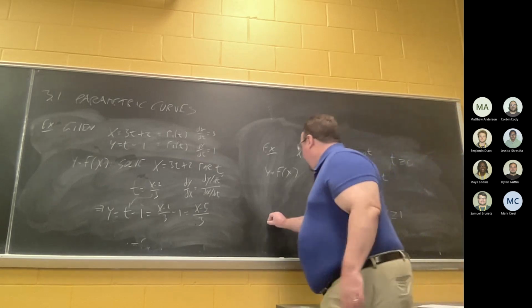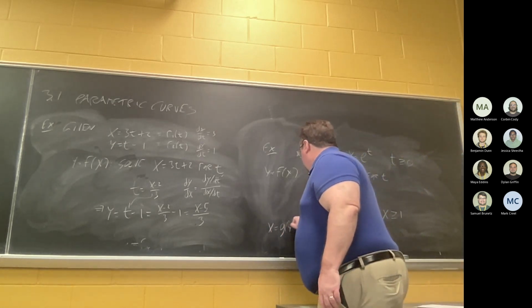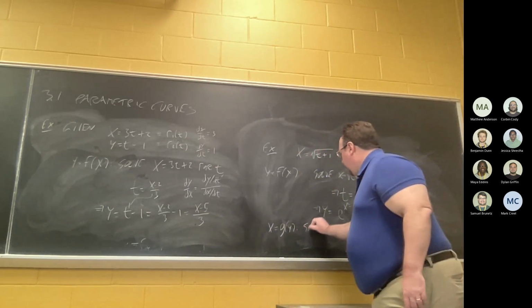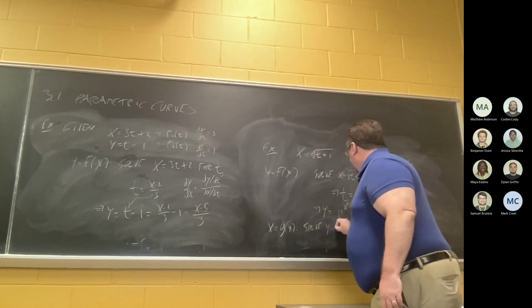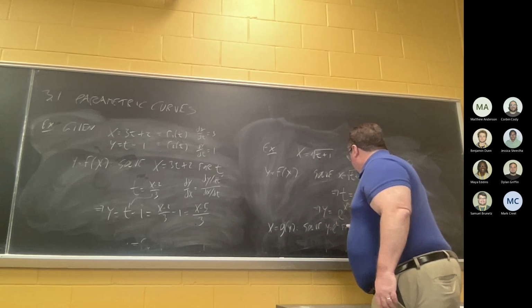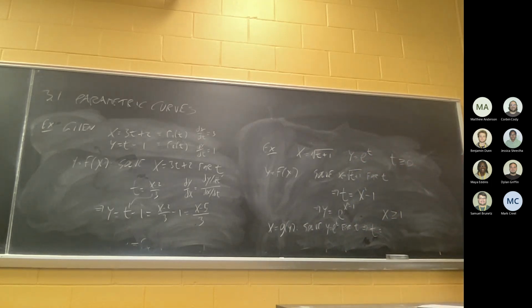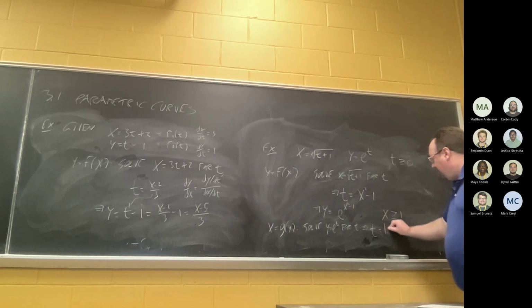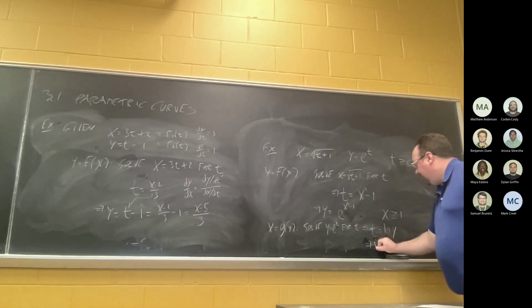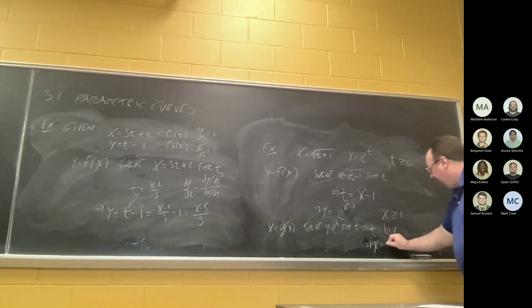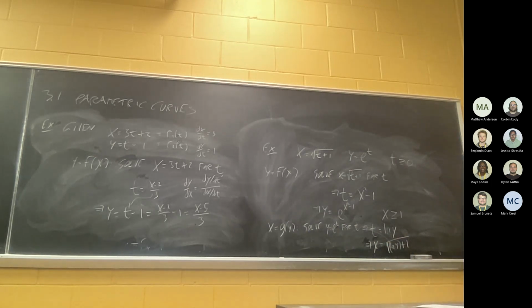Now, if I want to go the other way, x as a function of y, I'm going to solve the y equation for t. So what is t? Yeah, natural log of y. Okay. All right. So then I just go ahead and plug that into my equation for x. Natural log of y plus 1.